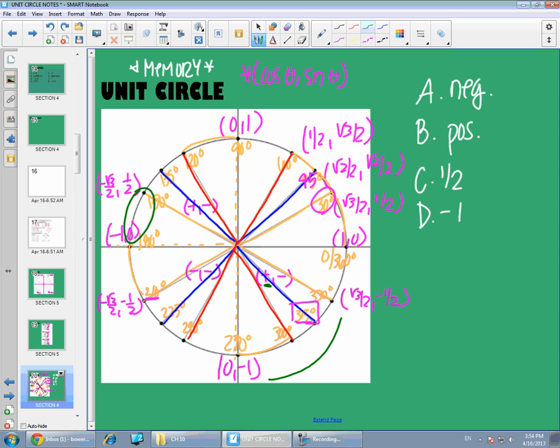Ha, and we forgot that in example C. Because I was in the third quadrant, everything in there is negative, so that really should have been negative a half. Sorry about that. Okay.